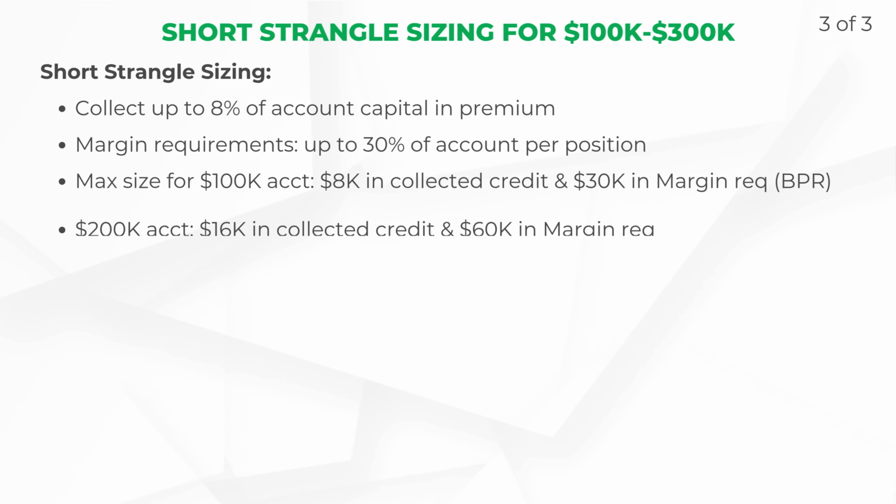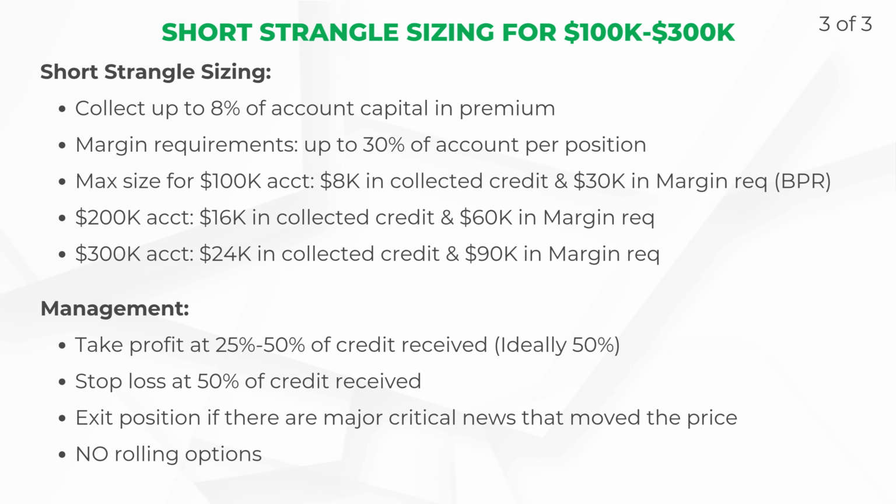Now, if you look at short strangle sizing for the same account sizes, with short strangles I'm okay to collect up to 8% of the total account capital in premium, just because this is a neutral position, and if price moves up or down, it doesn't affect the position as much as it does with a short put when the price goes against the short put, right? So here I'm okay with collecting a bit more credit, specifically up to 8% of the account. If we have a $100,000 account, I'm okay with collecting up to $8,000 in credit. And again, the same number, 30K in margin requirements, so the same 30% as we had with the short put.